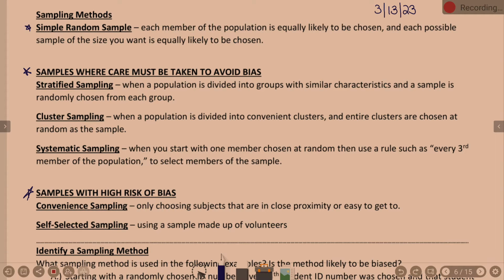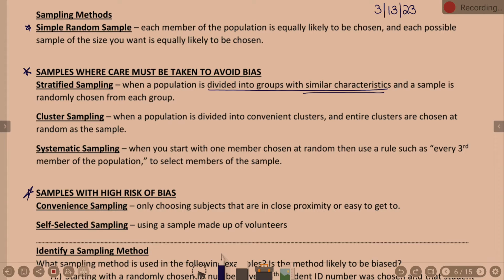Stratified sampling. Stratified sampling is when a population is divided into groups with similar characteristics and a sample is randomly chosen from each group. So notice here, stratified sampling: divide into groups with similar characteristics. That is your stratified sampling.